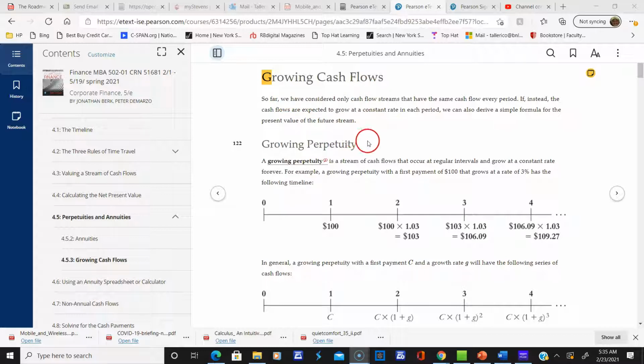We were talking about annuities, and I want to talk about growing cash flows. In this case, you're not putting in the same amount of money constantly. The money is growing. We have considered only cash flow streams that have the same cash flow every period. If, instead, the cash flows are expected to grow at a constant rate in each period, we can also derive a simple formula for the present value of the future stream.